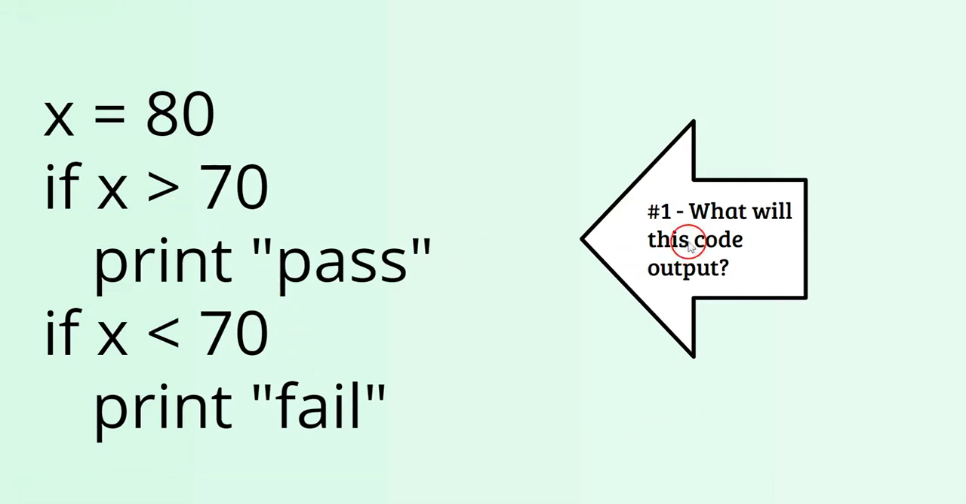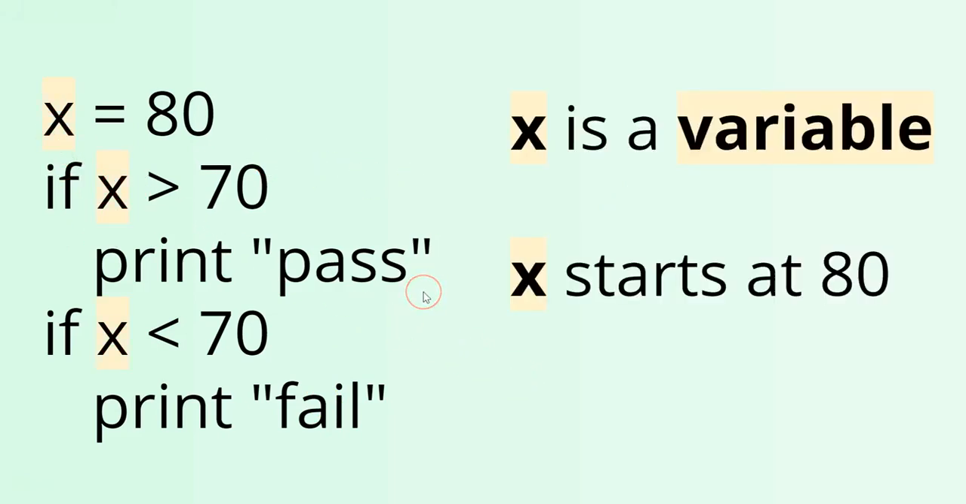You'll always see the question say, like, what will this code output, right? And you'll see some kind of code like this. First time looking at it, it could be confusing, but you got to break it down, okay? At the top, you see x equals 80. X is a variable. You'll see that variable x is used throughout the code, but notice it is set at 80. That's important.